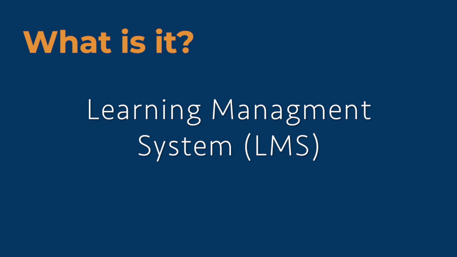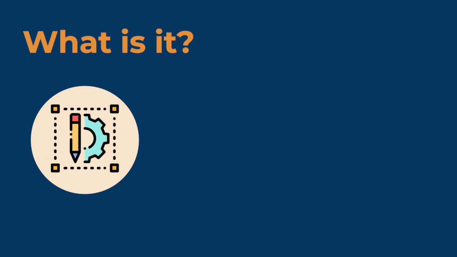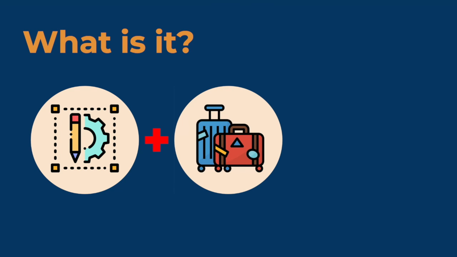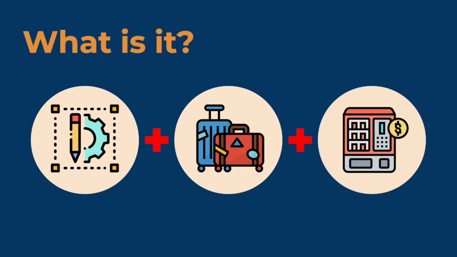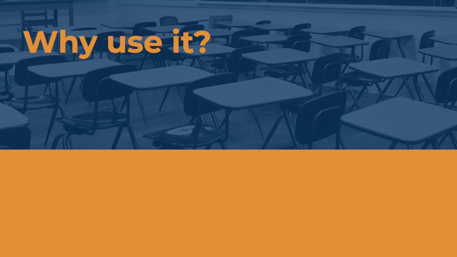Now, I'm not going to go into a lot of detail here about what an LMS is or what it does, but in a nutshell, it's part makerspace and design studio because you can design and create content like assessments and surveys and activities. It's also part rolling luggage because once you've created that content, you can store it, organize it, and transport it. And it's part vending machine because you can use it to then distribute that lovely, lovely content to your students.